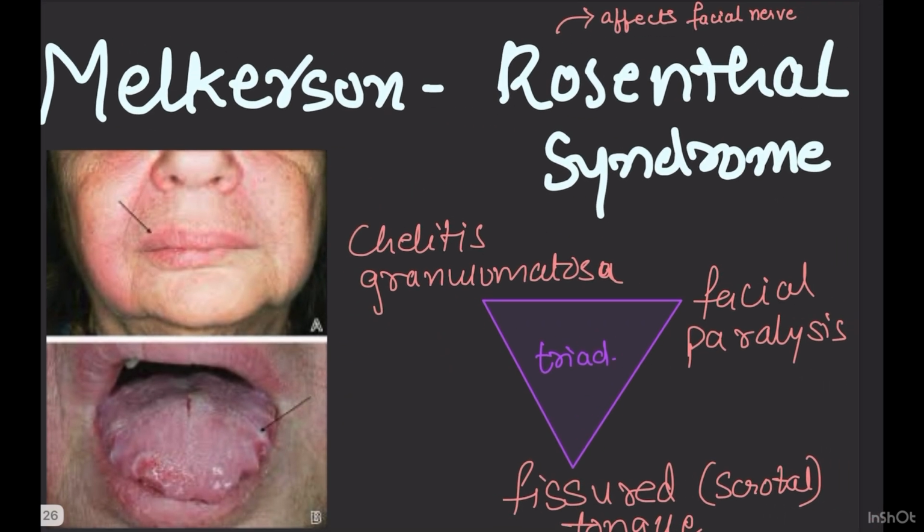Next is Melkersson-Rosenthal syndrome. This syndrome affects the facial nerve majorly and it has a triad. It has a triad of cheilitis granulomatosa, you can see here on the lip, facial paralysis because it is associated with the facial nerve, and fissured tongue or scrotal tongue is seen. This is a very important syndrome. It is asked many a time and you have to learn this triad thoroughly. That is cheilitis granulomatosa, facial paralysis and fissured tongue.